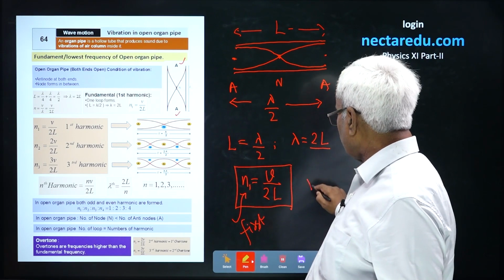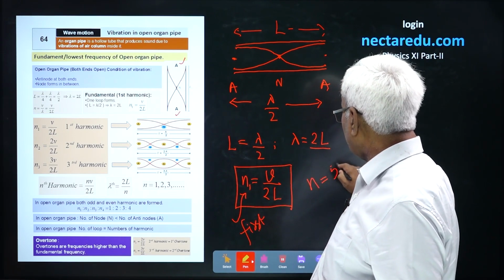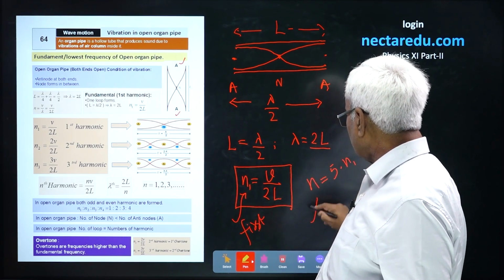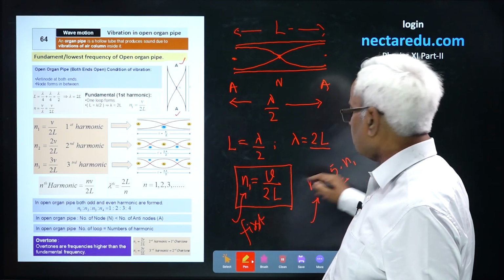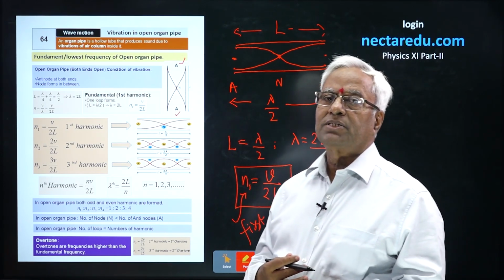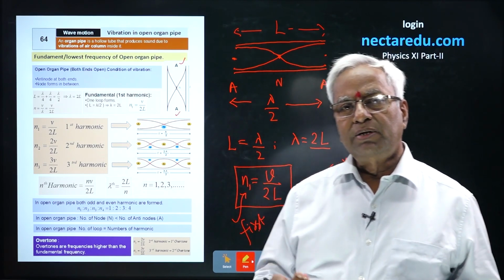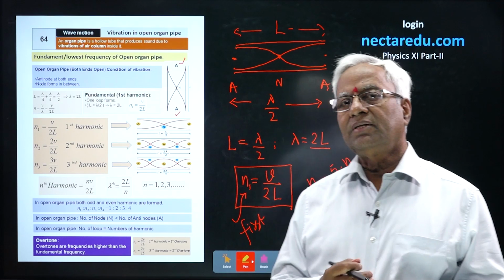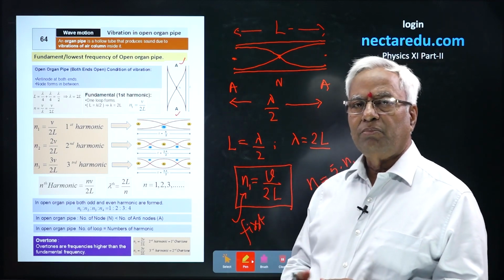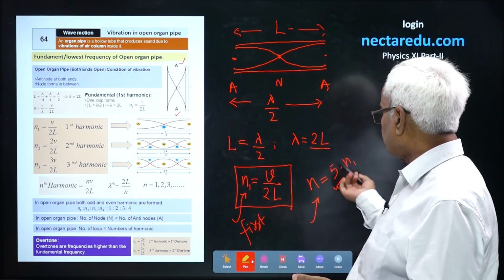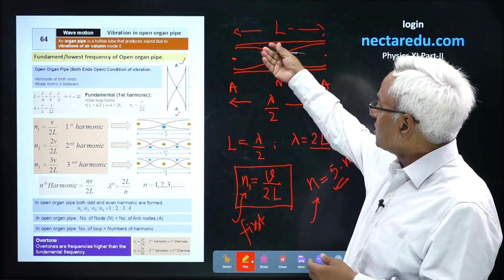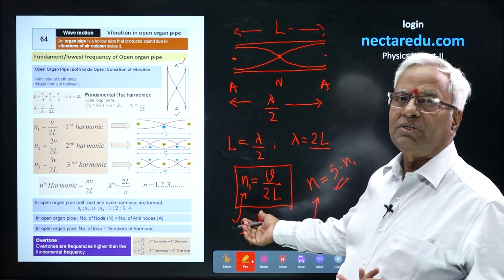If suppose some frequency you get is equal to 5 times N1, then you are going to say that this is the fifth harmonic. So, there will be no exception to this rule: if a frequency is n times the fundamental frequency, it is going to be said to be the nth harmonic. If it is 5 times, it is the fifth harmonic.